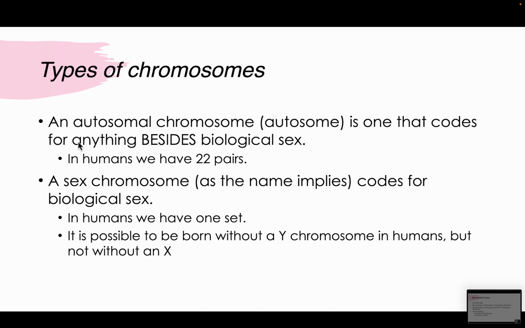As I was mentioning different types of chromosomes, we have an autosomal chromosome, or an autosome. This codes for anything besides biological sex. As humans, we have 22 pairs. They code for things like hair color, eye color, metabolism, things like that. Then I have a sex chromosome, which, as the name implies, codes for your biological sex. In humans, we have one set. It is possible to be born without a Y, but you cannot be born without an X. A biological female is XX, biological male is XY.